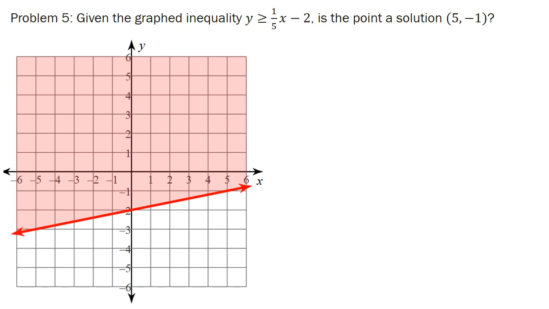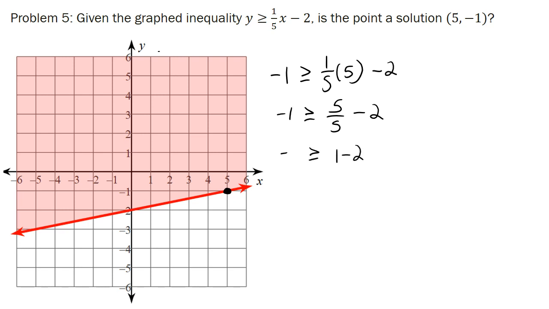Okay, this one, we're going to take a look at a solid line, and what does it mean? We're going to take the point (5, -1), and we're going to plug it into our inequality. So -1 for the y, 5 in for the x, 1 times 5 is 5, 5 divided by 5 is 1, 1 take away 2 is -1.